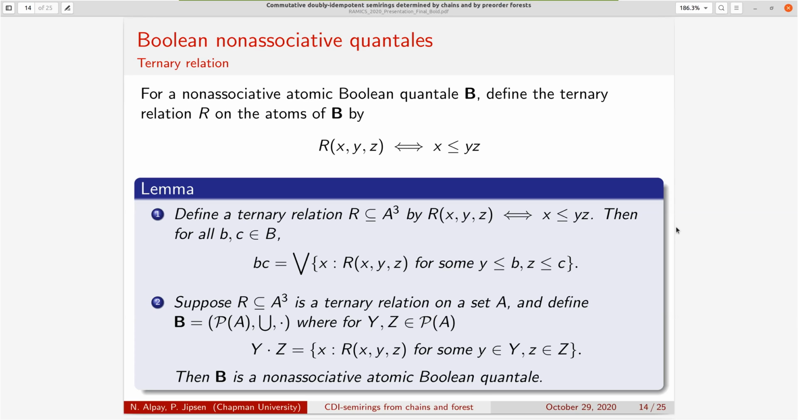And suppose that R, which would work on the set of atoms, is a ternary relation on the set A, and define B to be the power set of A with arbitrary union and dot, where for Y and Z inside the power set, Y times Z would be the set of x such that R x y z holds for some y in Y and z in Z. Then B is a non-associative atomic Boolean quantale.